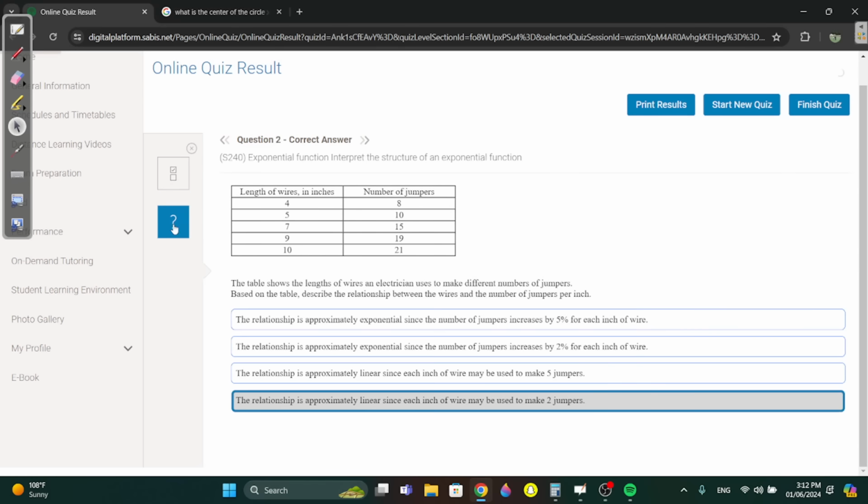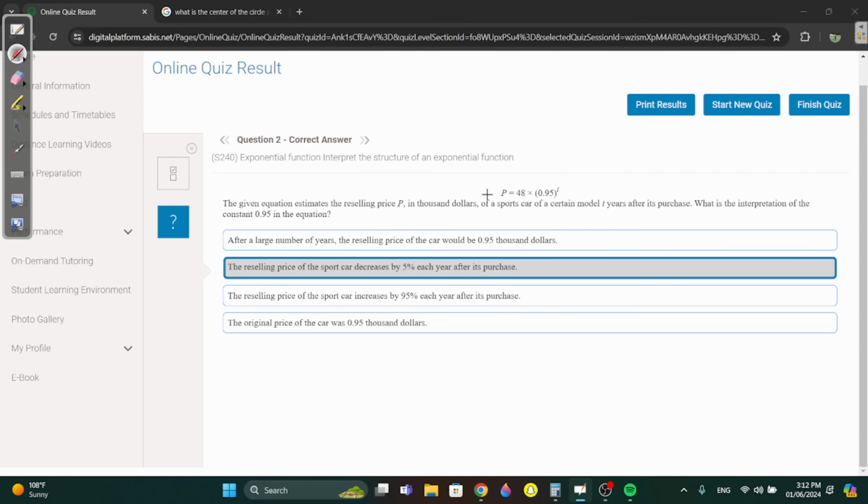Question 2, these are easy. Here, what does this 0.95 represent? It represents that it's decreasing by 5%. If you remember, we used to have P times (1 plus r) to the power of t. And if 1 plus r equals 0.95, then r equals negative 0.05. So that means it's decreasing by 5%.